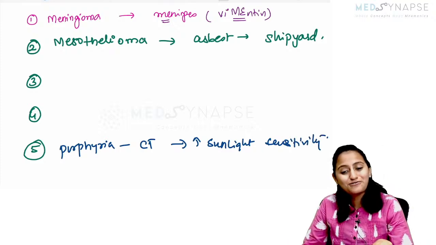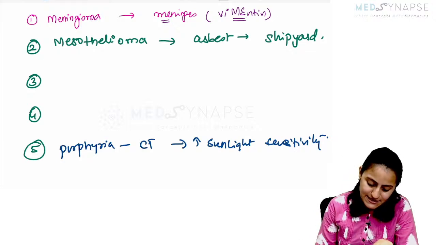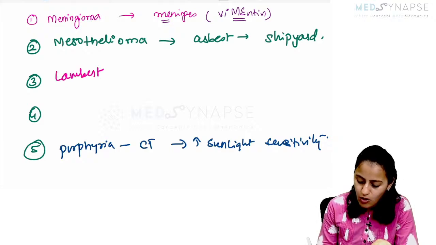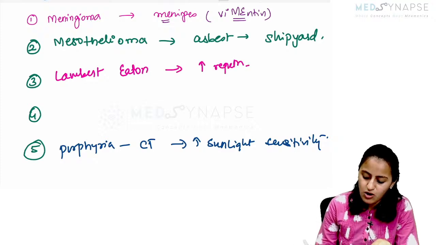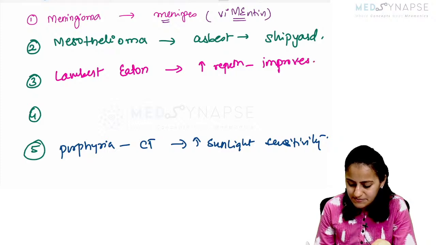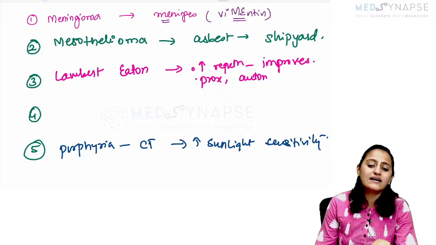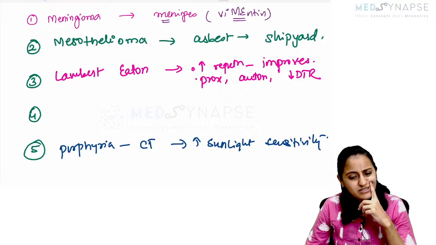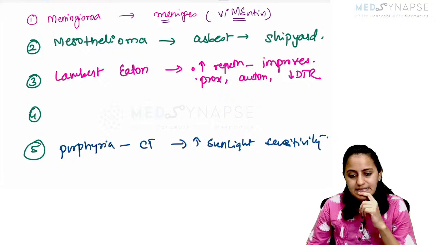And what were the middle 2 questions? Yes, Lambert-Eaton syndrome and your myasthenia gravis. So we had seen a question on Lambert-Eaton where on repetition it improves. Okay, it improves on repetition. There is proximal muscle weakness. There can be autonomic features. The deep tendon reflexes are depressed. It is presynaptic calcium channel. And what was one more question, the 4th question there? Yes, what was the 4th one?